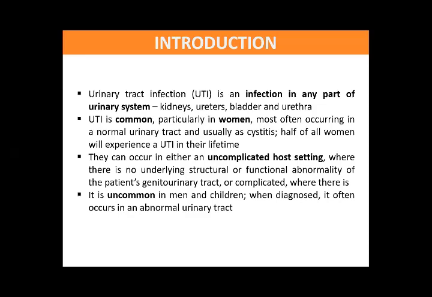While uncomplicated hosts are those who have no structural or functional abnormality of the urinary tract, but by chance, if they have some instrumentation, a catheter being passed, they have a stroke, they have diabetes or some other problem, they can have UTI. So it is uncommon in men and children. So basically, UTI is more common in females, especially those who have some underlying urinary tract problem.